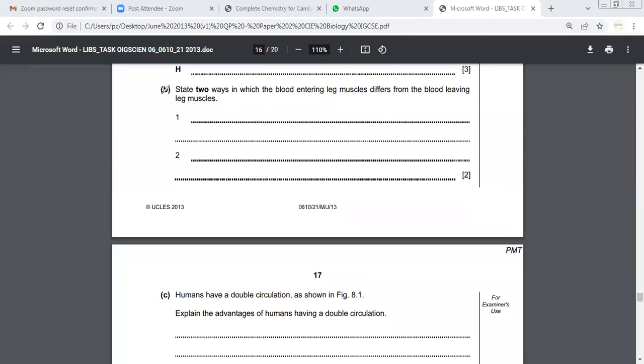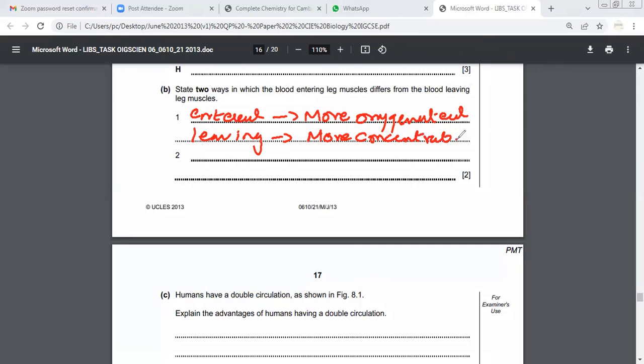Okay, state two ways in which the blood entering the leg muscles differs from the blood leaving the leg muscles. When it enters, it is more oxygenated, and when leaving, it has more concentrated carbon dioxide.